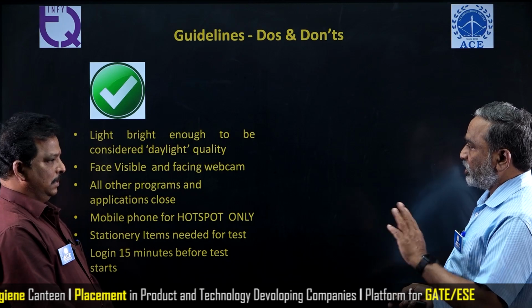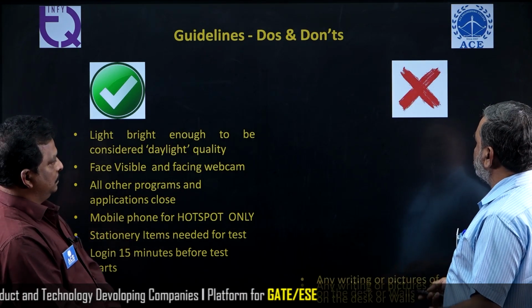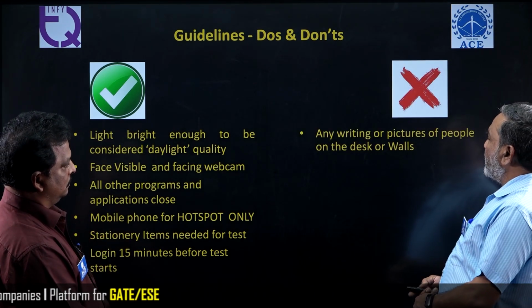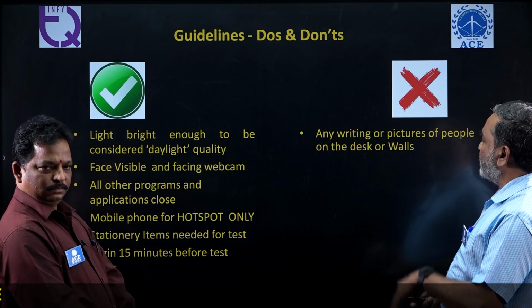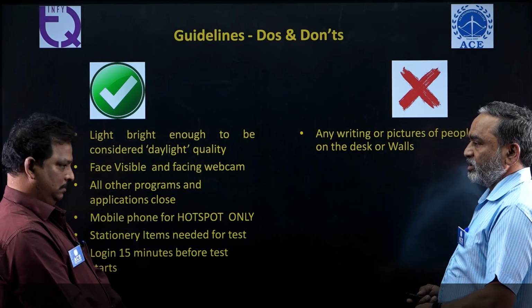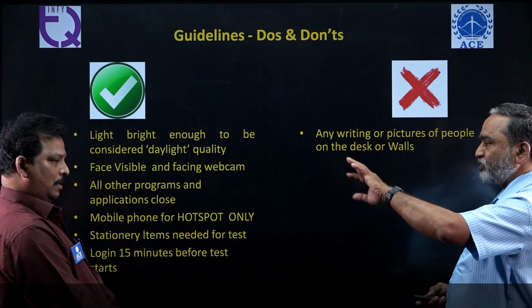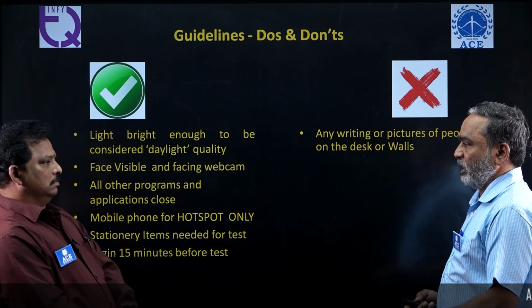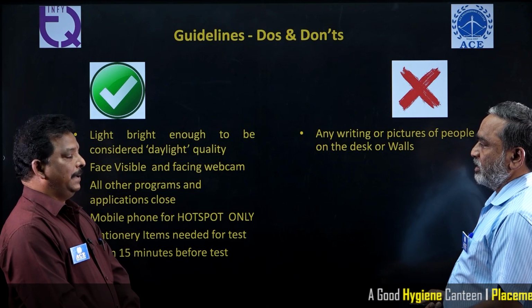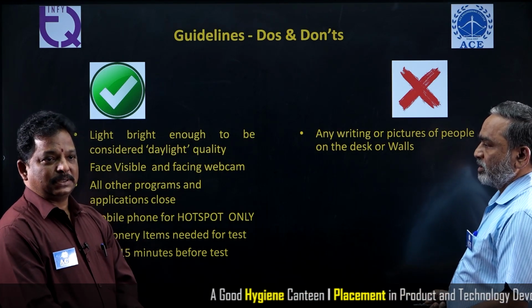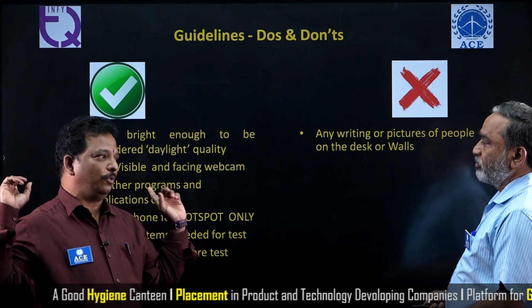Right. Now we go to the don'ts. Yes, do nots. Any writing or pictures of people on the desk or walls is not permitted. Even God's photo, father's photo, mother's photo, nothing is permitted. This is a complete online test, an AI based test. They don't know whether the background picture is a photo or a man.